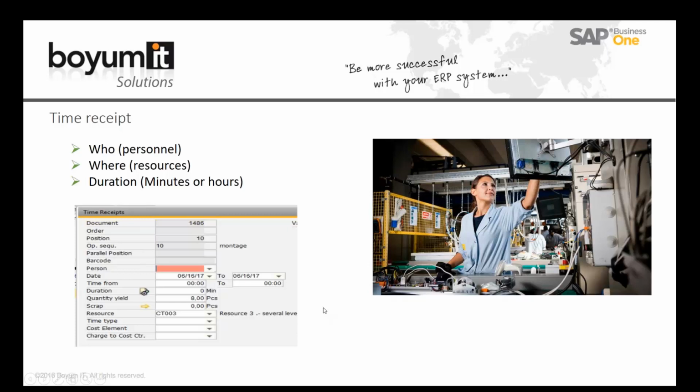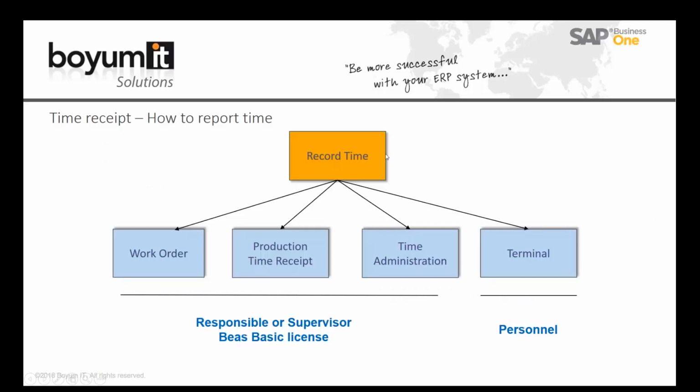We have several ways to report the time receipt. How to report the time receipt on the system depends on the license that we have. If we have the basic license, we only have the option to report directly with beas, probably with a person who is responsible to provide this time. And we have several screens to do it. If we do it this way, for example, directly from the work order, we can go to the operation, right-click, and then report the time receipt directly to the work order.